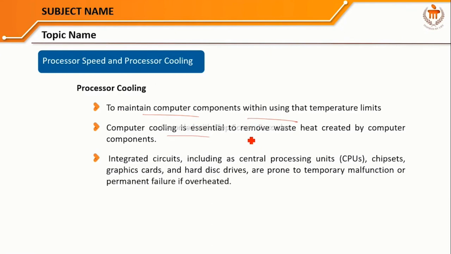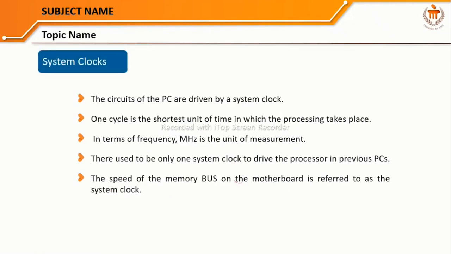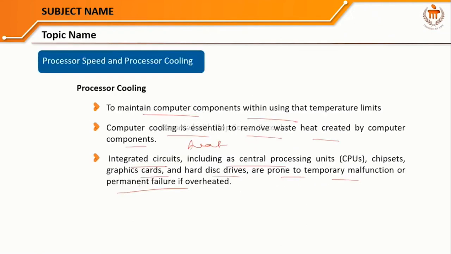Computer cooling is to remove heat created by the computer components, because the heat can damage the system. Integrated circuits, including the CPU, chipset, graphics card, and hard drive, can malfunction or suffer permanent failure when overheated, which we discussed before. Why? Because these circuits, the CPU, and any device can be damaged by overheating. So what is the fan doing? It removes the heat and helps the system stay cool.